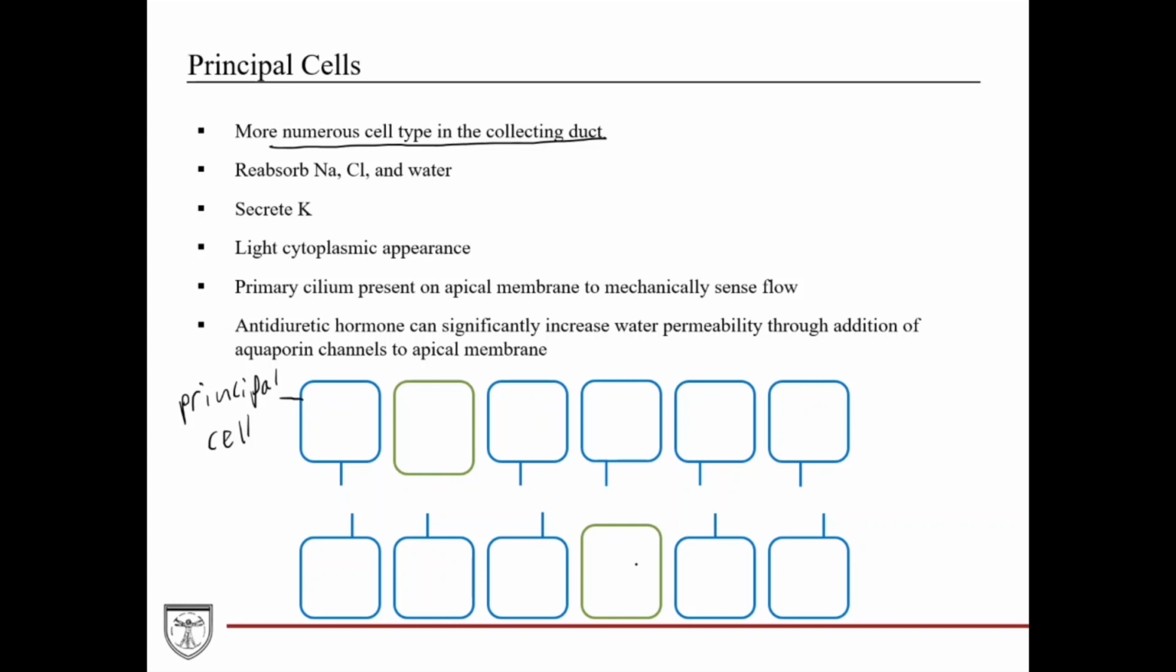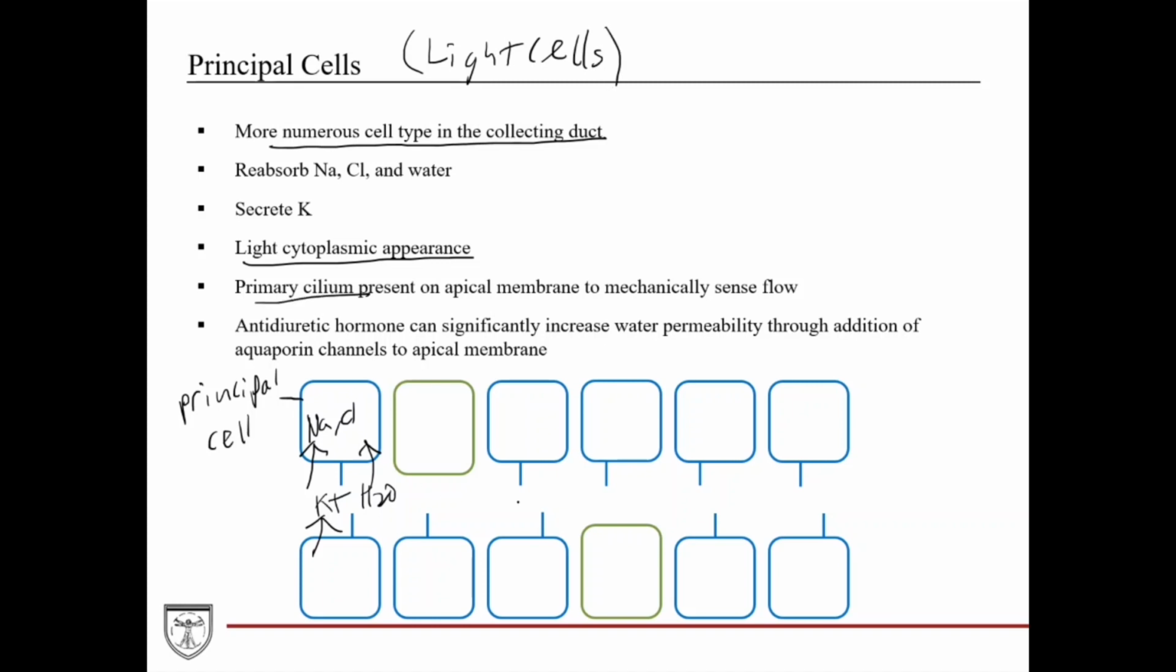And then the green here are intercalated cells. So these cells, they function to reabsorb sodium and chloride and then water as well. So they can pull water out, help concentrate the urine. They can also secrete potassium. They have a light cytoplasmic appearance, hence their name, also known as light cells.